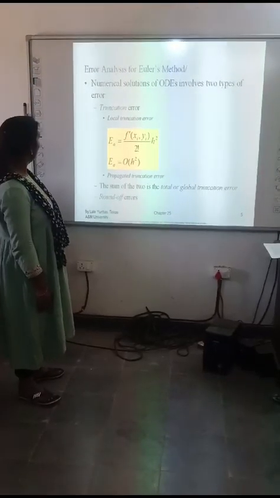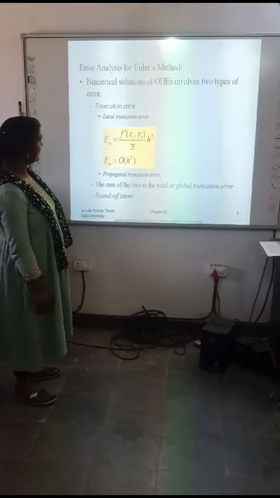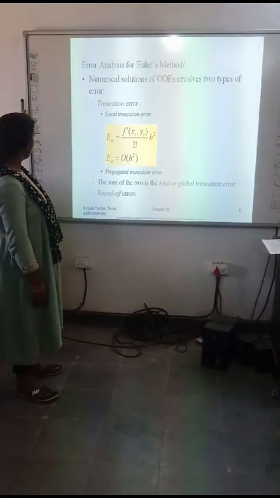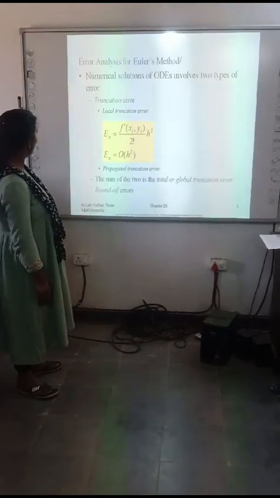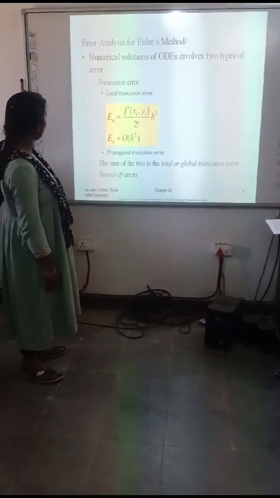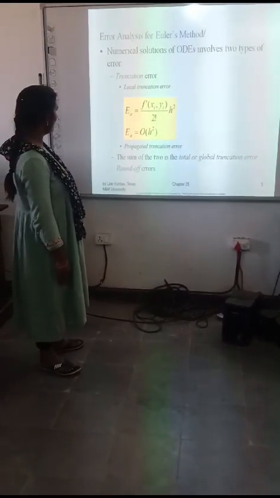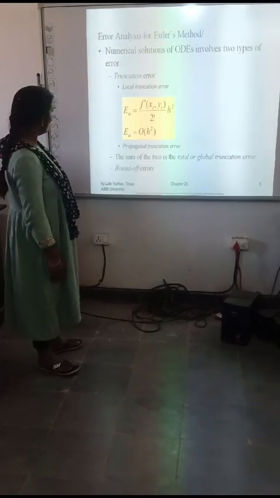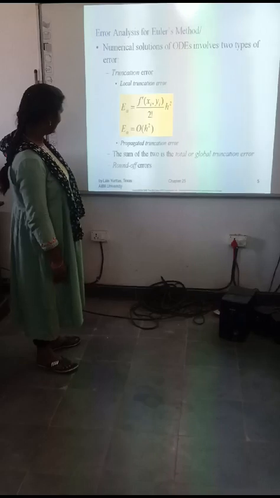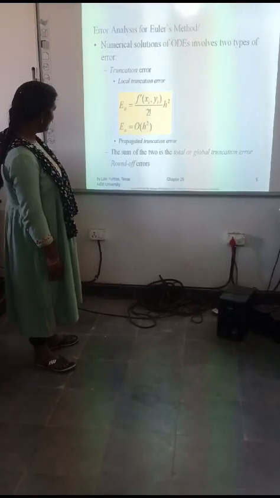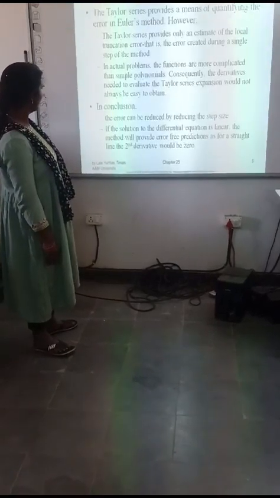Analyze Euler's method. Numerical solutions of ODEs involve two types of errors. Local truncation error: Ea = f'(xi, yi)/2! h². Ea = O(h²). Propagated truncation error. The sum of the two is the total or global truncation error, along with round-off errors.